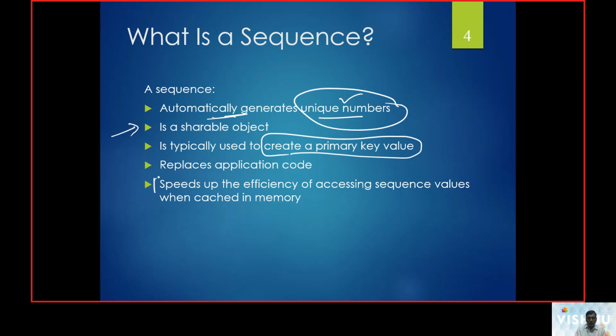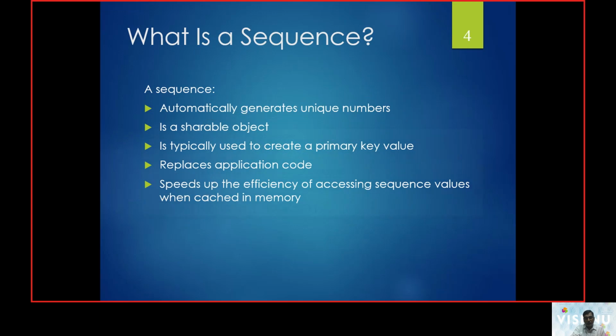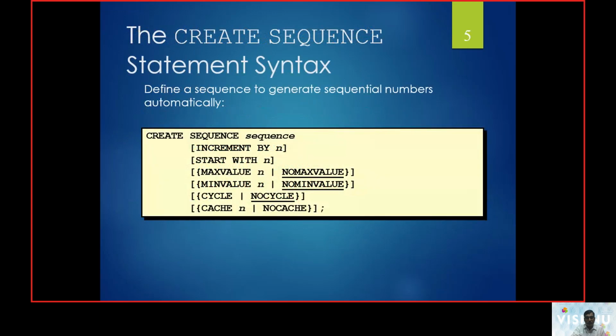And why are we going to use this? Because to speed up content retrieval. So that is what a sequence is going to nurture. And of course, it is going to be generated very automatically.